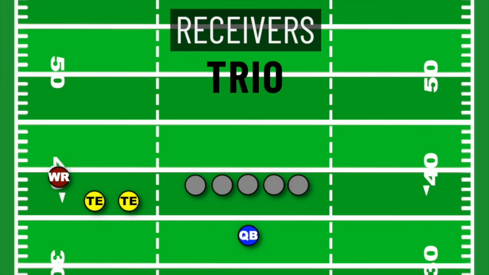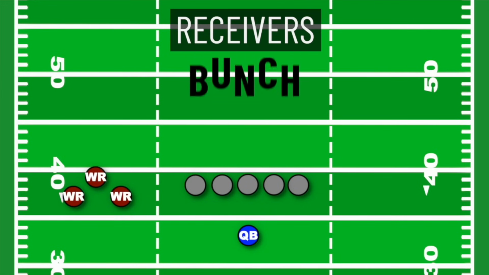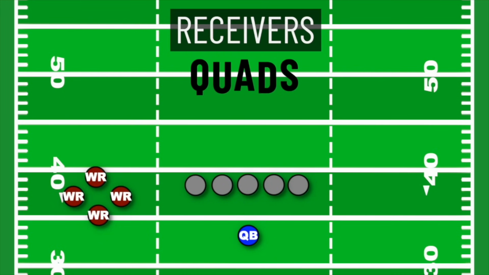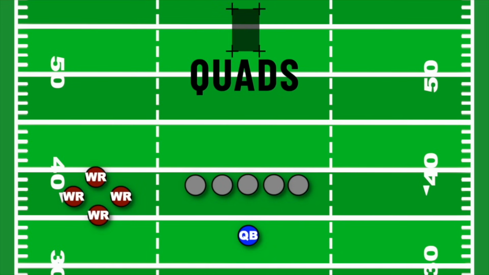Trips with 1 tight end and 2 receivers is called tray, and trips with 2 tight ends and 1 receiver is called trio. Bunch is similar to trips, except the 3 receivers are set close to one another, and the middle receiver is on the line of scrimmage. Slot is a 3 receiver set with 2 receivers on one side and 1 receiver on the other side. Quads is very uncommon, but it means there are 4 receivers on one side.